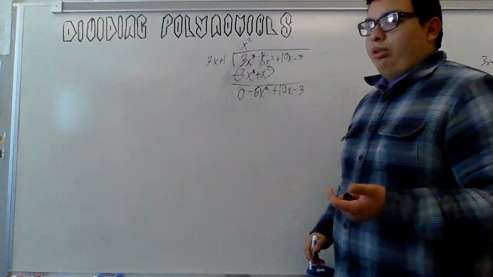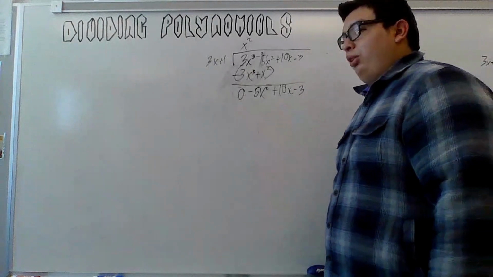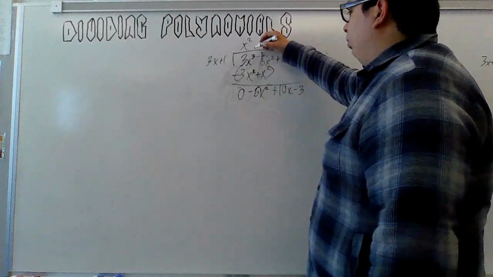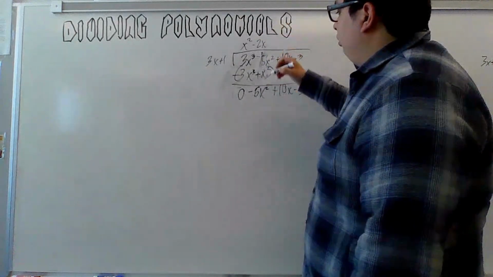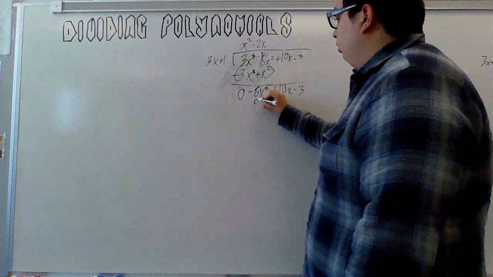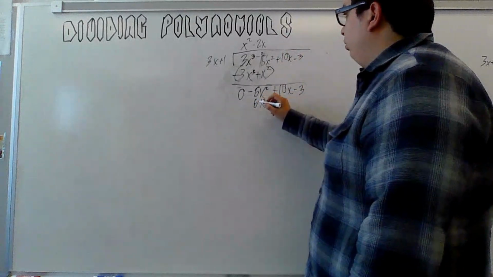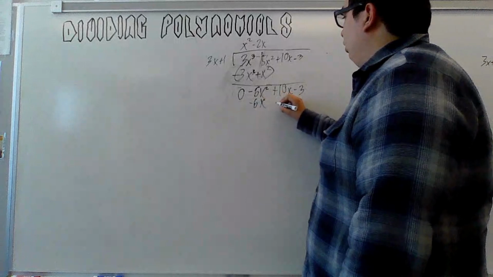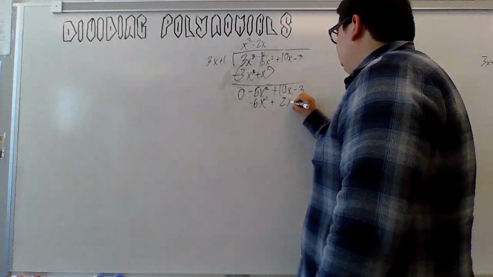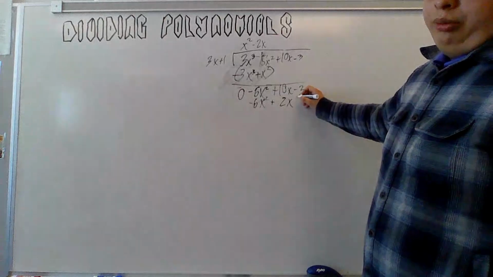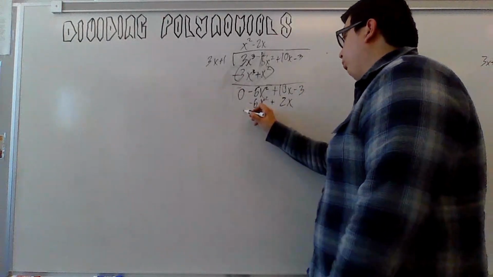You might be wondering, well, what am I going to do with this 2? So we do 2x. It's going to be negative. Do 6x. Then plus 2x. And then we just leave this spot open because we don't really have anything.